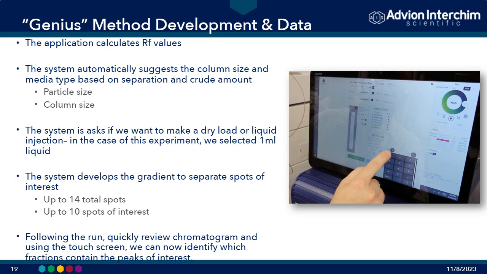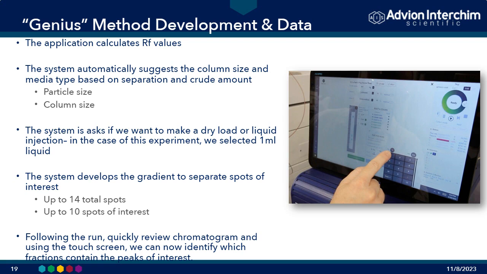Okay, so it automatically calculates your RF values. You don't need to do that. It will also calculate the delta CV, which is your difference in column volumes. It's a measure of separation. It will automatically suggest column size and media type based on separation and crude amount. So it will tell you whether you need a small particle size if you have a difficult purification, or maybe you have a simple purification and you can use large particle size. It will also give you the column size itself. So do you need a 40-gram cartridge, or maybe you need a 120-gram cartridge, depending on the crude amount and the actual separation.